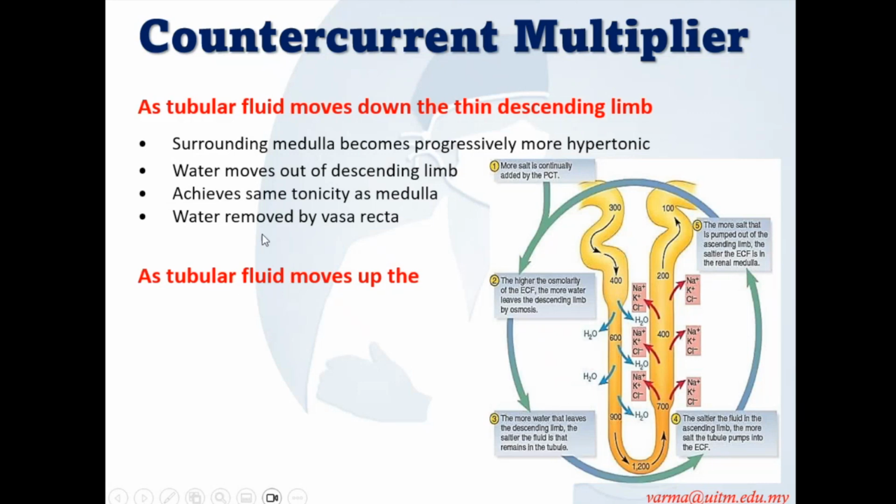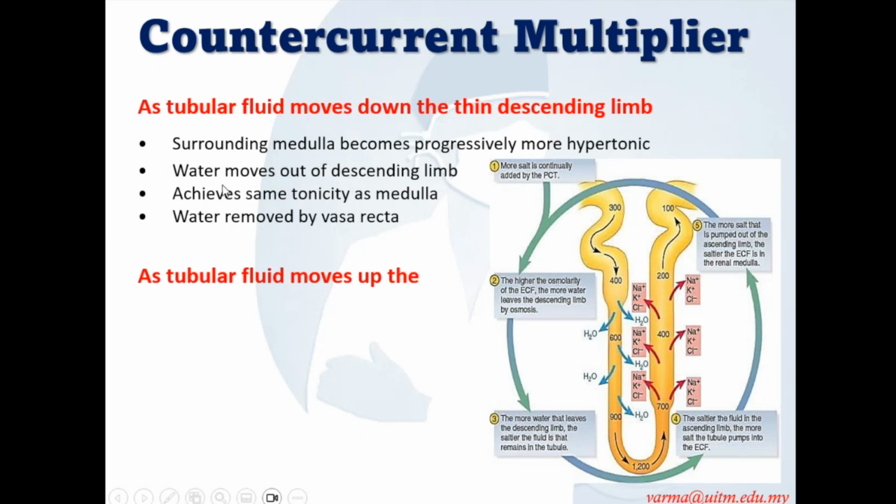Water is removed by the vasa recta. So don't think about the vasa recta here. The water that comes out here doesn't stay here. To maintain the concentration gradient of low water, the water will always get taken up by the vasa recta, because the tubular fluid moves this way and the vasa recta goes this way. So the water that comes out goes into the vasa recta and is brought up into the systemic circulation.